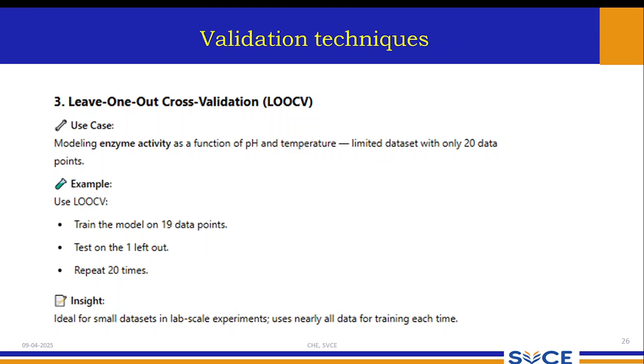Leave one out cross validation: we have 20 data points, train the model on 19 data points, and test on the one left out. Repeat 20 times.